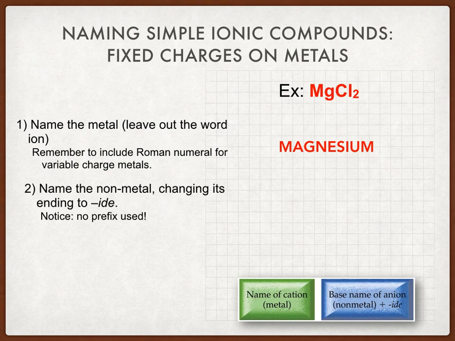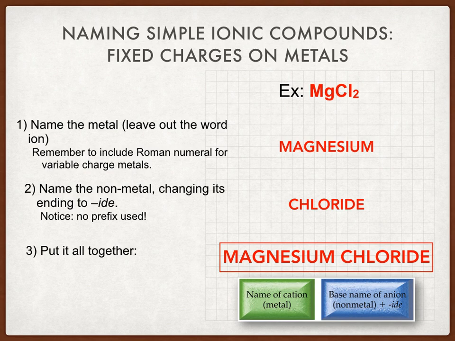So magnesium. Part 2. Name the nonmetal, changing its ending to IDE. Okay, so you wouldn't say chlorine, you would say chloride. And the reason why you say chloride is because those chlorine ions have a minus charge on it. So because they have a minus charge on it, by naming rules, we're going to replace the ending with IDE. All right? So name of the cation or name of the metal, and then you're going to use the base name of the anion plus IDE. And then you're going to put it all together, and it's magnesium chloride.